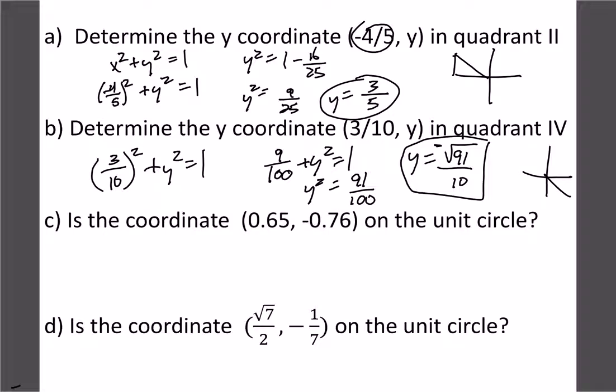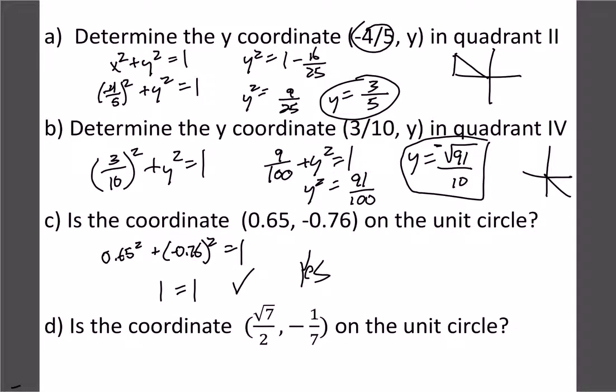Okay, letter C, same kind of thing, but it's decimals. It's just asking, is it on the unit circle? So if we put it into the equation where we square both sides, so 0.65 squared plus negative 0.76 squared, we just have to see if that's equal to 1. On your calculator, just type that in, 0.65 squared plus 0.76 squared. That does equal 1. So we'd say yes, it is on the unit circle.